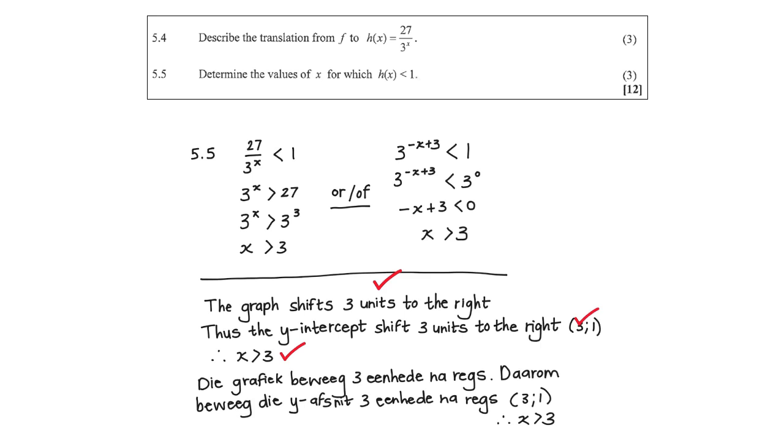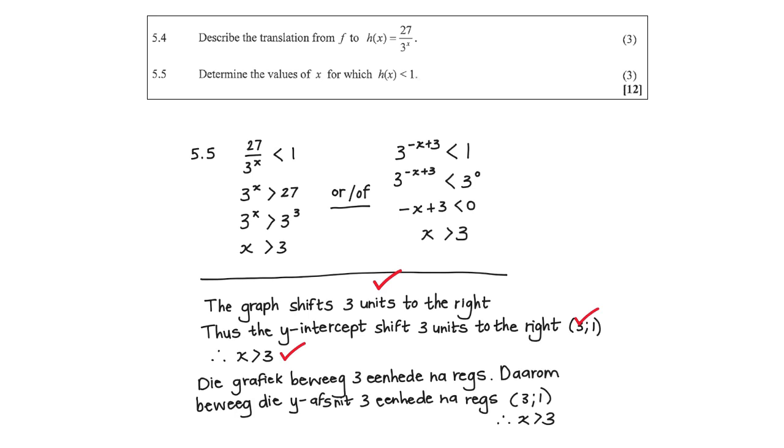In question 5.4, a lot of the students said that h was a vertical stretch by a factor of 27. But if the question was read correctly, the question said that the translation had to be described. Translation means a horizontal or a vertical shift. Further, many students rewrote the equation as y equals 3 to the power of minus x plus 3 and then said that the graph shifted 3 units to the left instead of to the right.